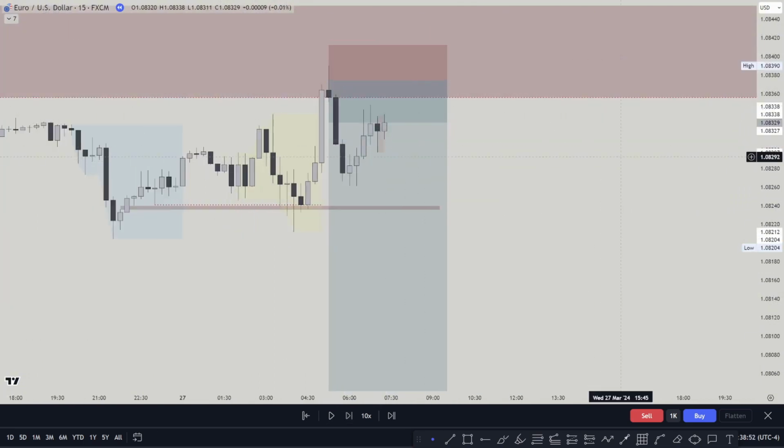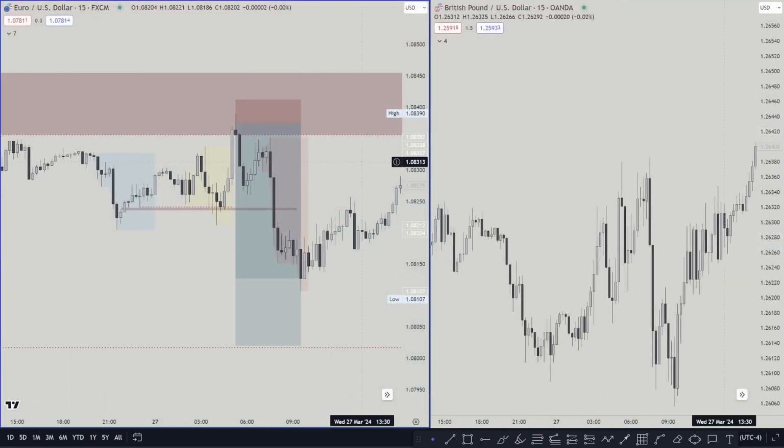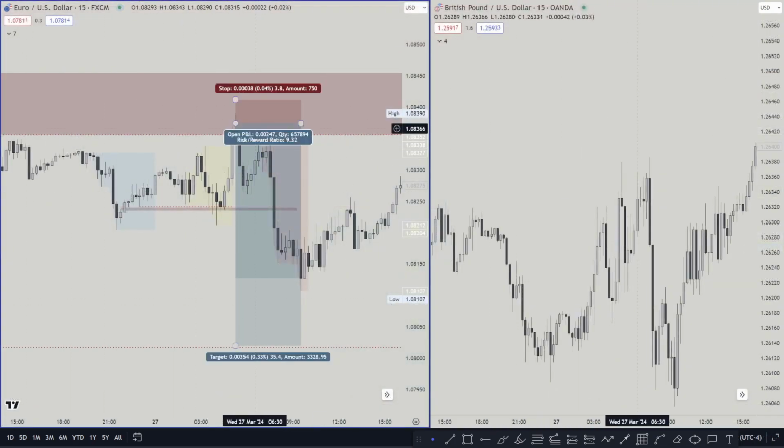So what I'm going to do now is go over Euro USD and GBP USD, because what I used here in order to enter was an SMT. If you have no idea what SMT is, I'll make sure to post a video about it in the future. Now this is the second trade that I entered, and I was stacking trades here.